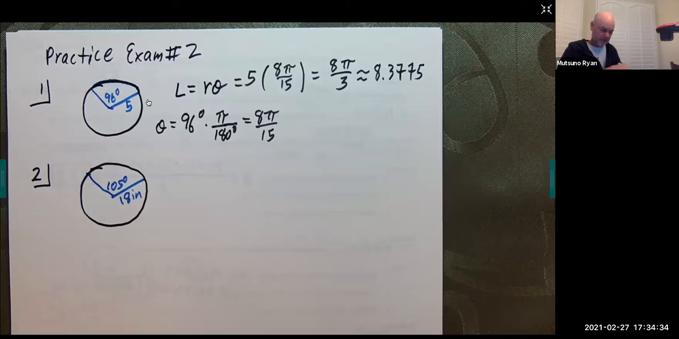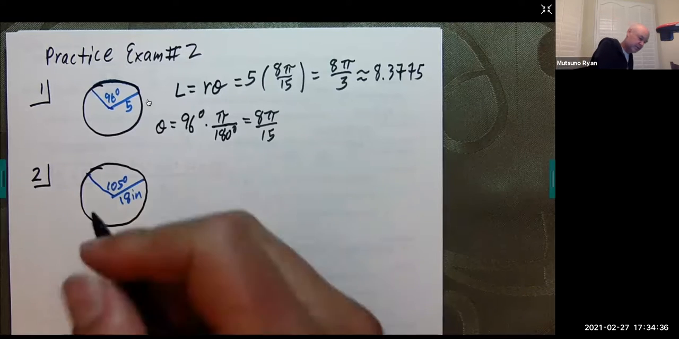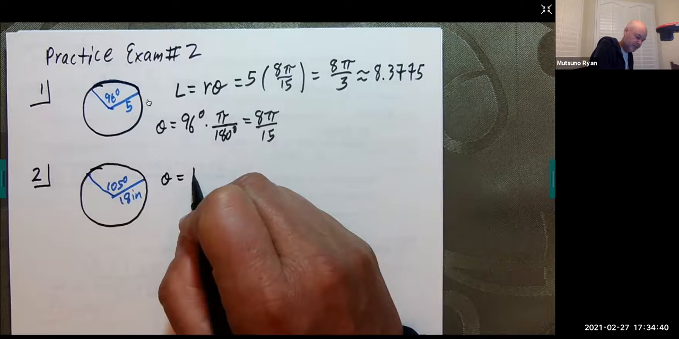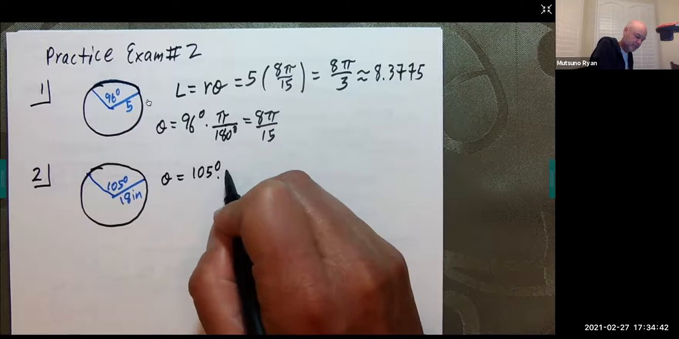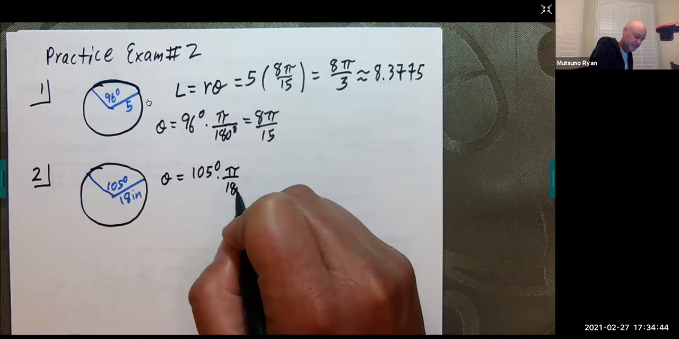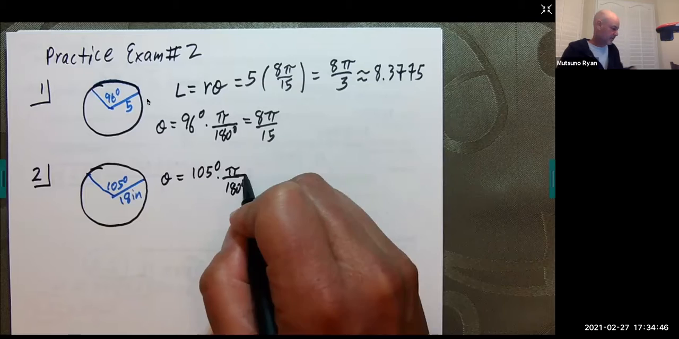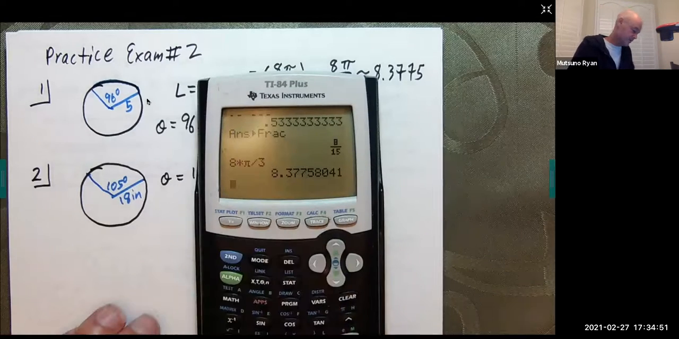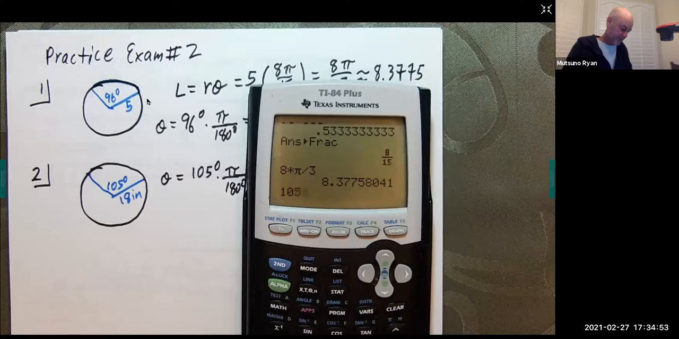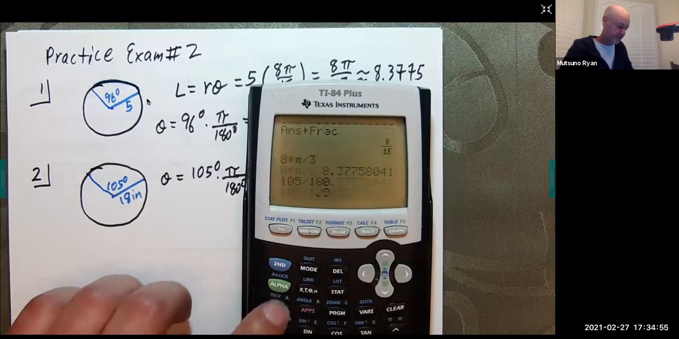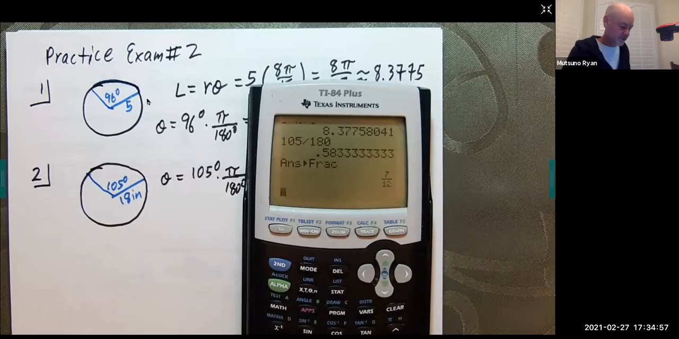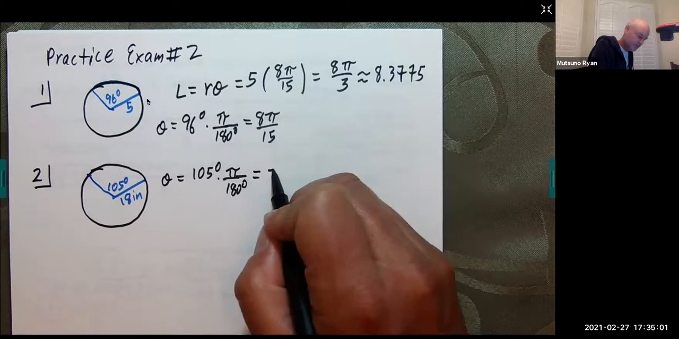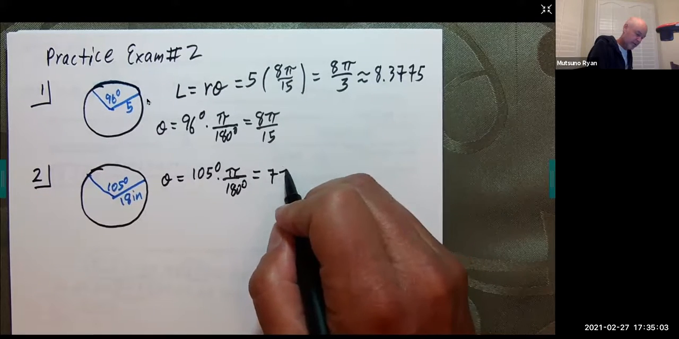So once again, I'm going to convert. Theta is 105 degrees times pi over 180 degrees. And I'm going to do that little trick again so I can keep a nice whole number for now. So 105 divided by 180, and then convert to a fraction. So 7 over 12 pi. Pi over 12.